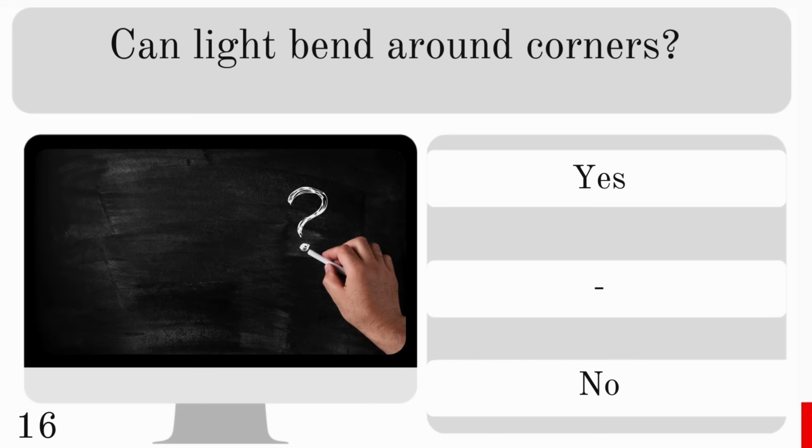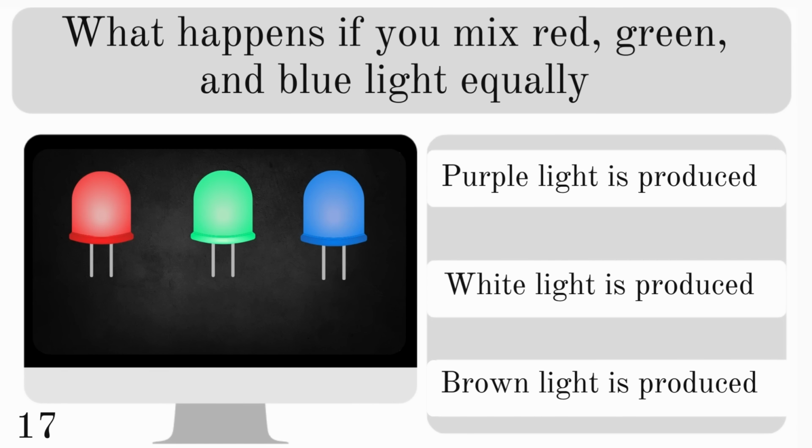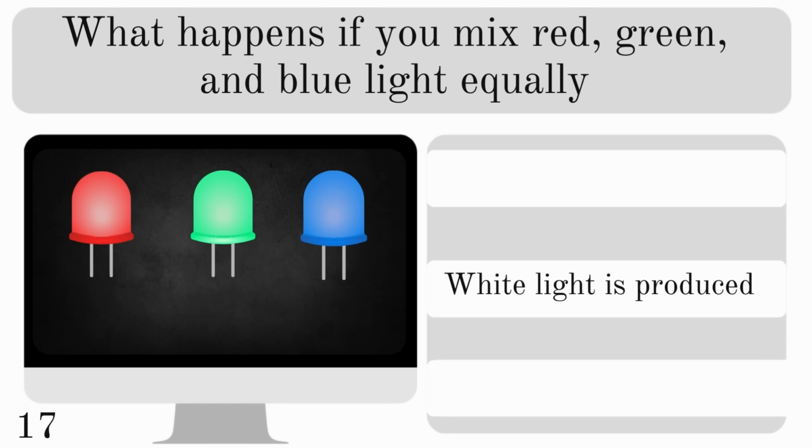And it's called diffraction, and the answer is yes. What happens if you mix red, green and blue light equally? A purple light, white light or brown light is produced. And when mixed equally, they produce a white light.